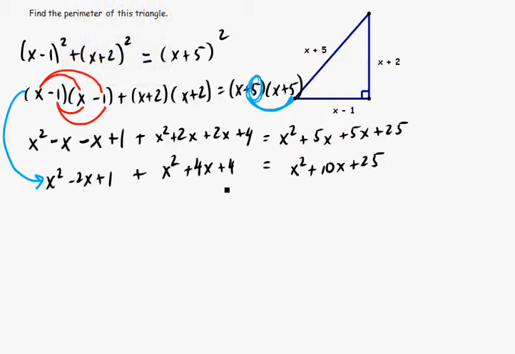So, on the left side, we have x squared plus another x squared, which is 2x squared. We have minus 2x plus 4x, which is plus 2x. And we have 1 plus 4, which is 5. And the right side remains the same.